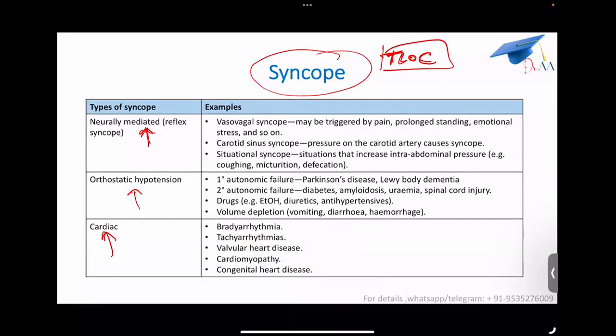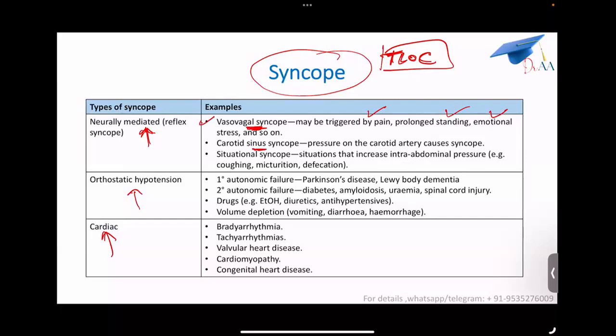What is neural mediated? It has different kinds. It might be vasovagal, where there is an increased vagal tone triggered by pain or by long standing or emotional stress. So you have a prodrome. There is a particular situation where the vagal tone has gone high, which resulted in vasovagal syncope. Okay, nothing to worry about. It is a benign phenomenon.